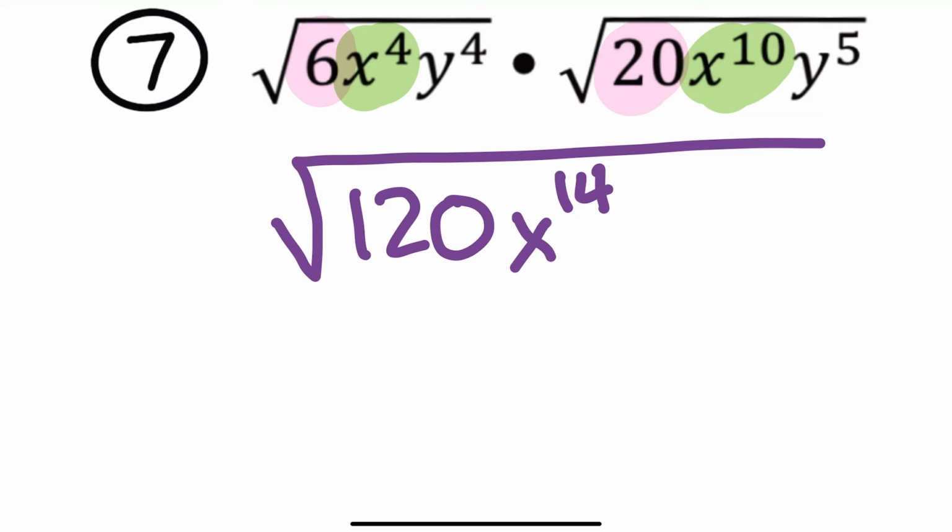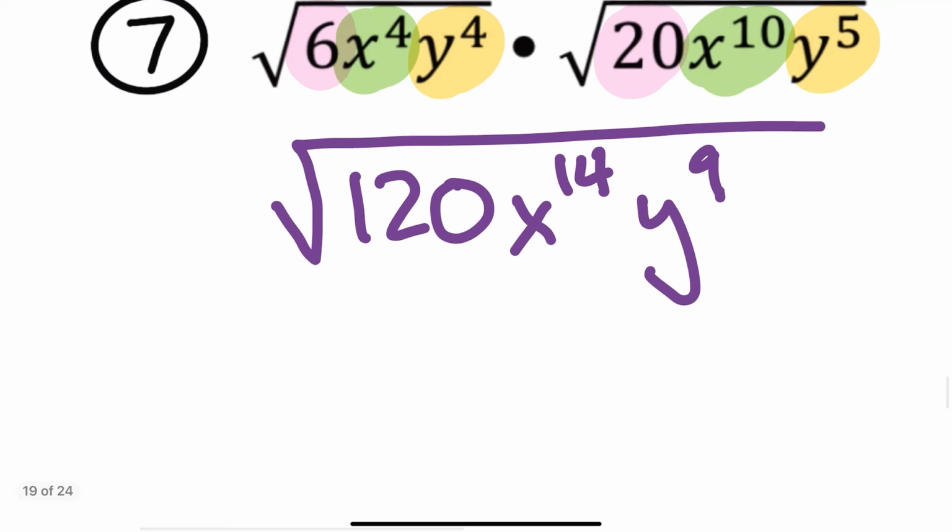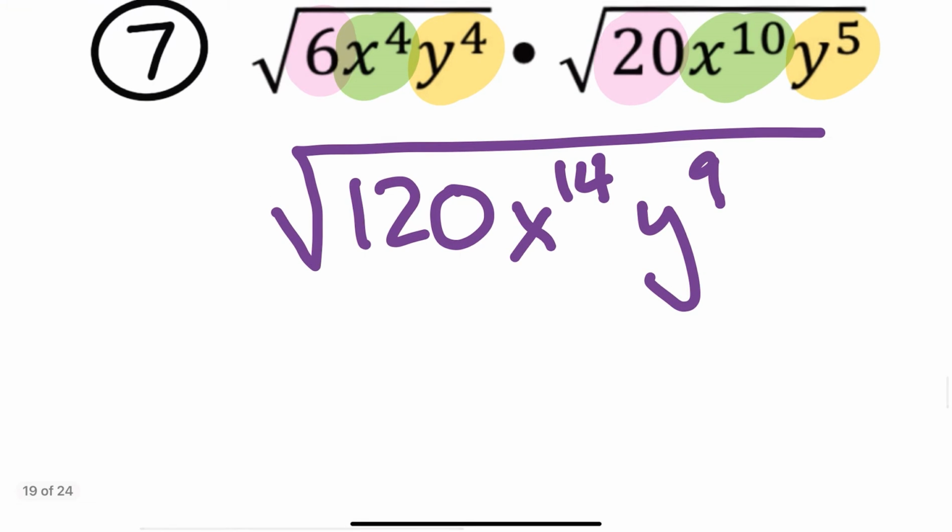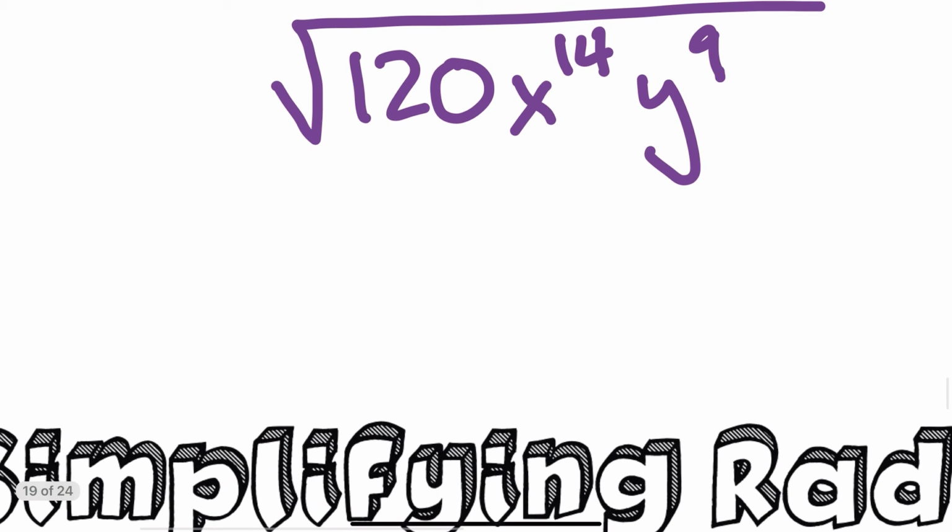All right, and then the last bit that we have here is going to be our y's. So we have y to the 4th, y to the 5th. We're adding those together, so we're getting y to the 9th here. All righty, cool. So we've put them together. Next thing we need to do is simplify. So I have 120, x to the 14th, y to the 9th.